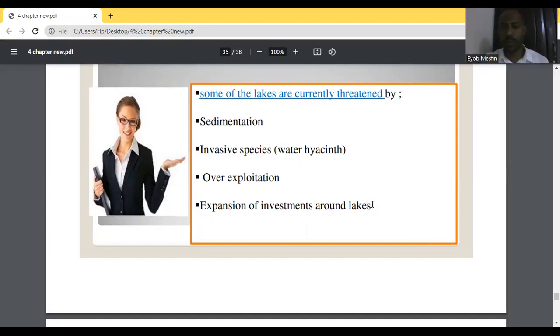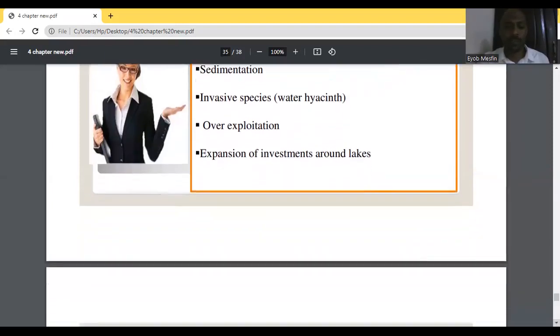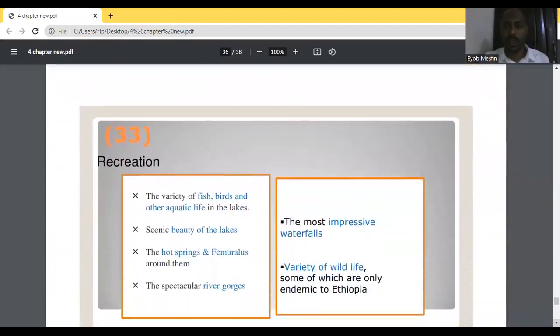There are different lodges, for instance near Lake Tana, agricultural investment, and different constructions and mechanized agriculture undertaken near the lakes. These are some of the problems: construction of houses, residences, lodges, or resort hotels near the lakes. These are the main problems for the lakes, either the Rift Valley lakes or the highland lakes. Especially Lake Tana is mostly affected by the investment problem.